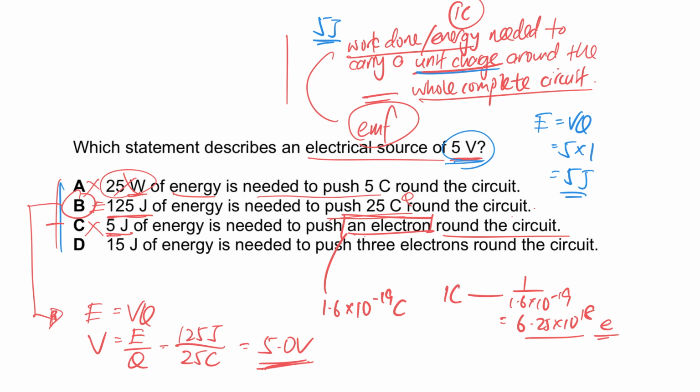Now, of course, if you want to do the same method for option D, even though they mentioned 3 electrons, if you want to play safe, you can just take the charge of an electron times 3, that's the amount of charge, and take 15 divided by the charge of the 3 electrons. Of course, you will not get 5, so D is also wrong.